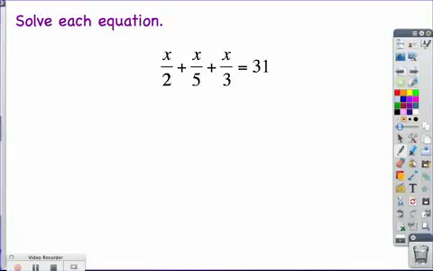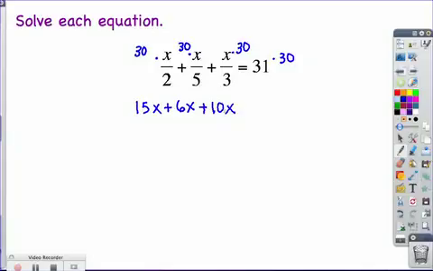Real-world connection. A rectangle is twice as long as it is wide. Its perimeter is 48 centimeters. Find the dimensions. Hint: draw a picture and define your variables. So I draw my rectangle, and I let W equal the width. It's twice as long as it is wide, so that means that 2W would equal my length. W and 2W.